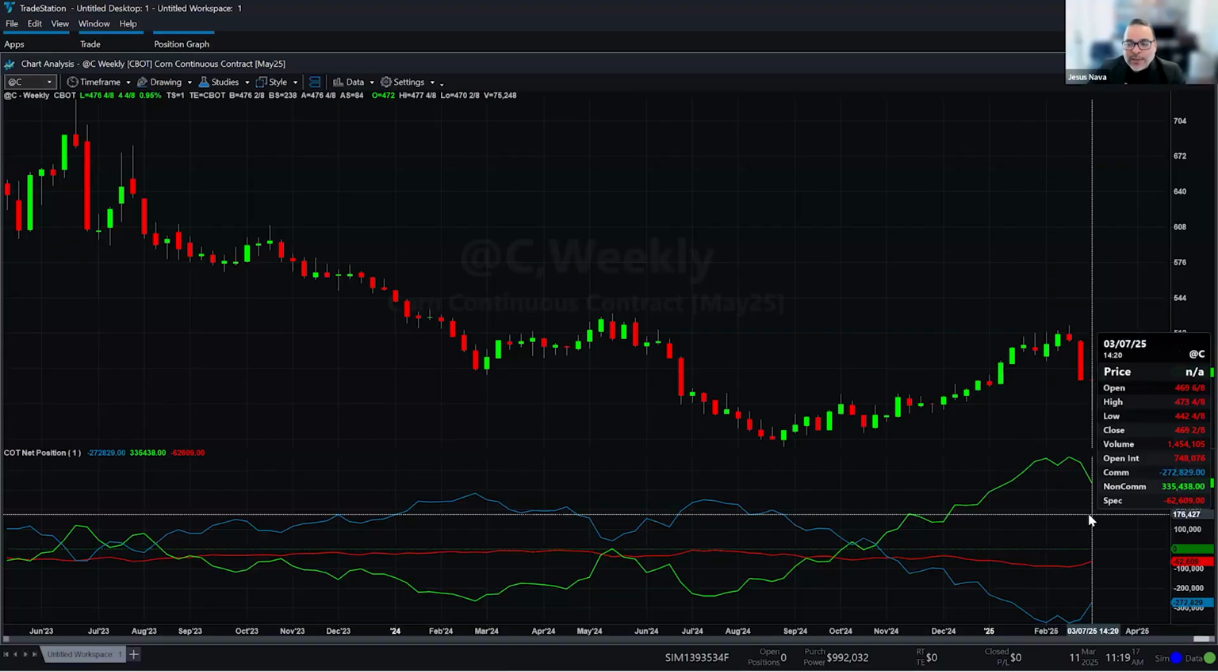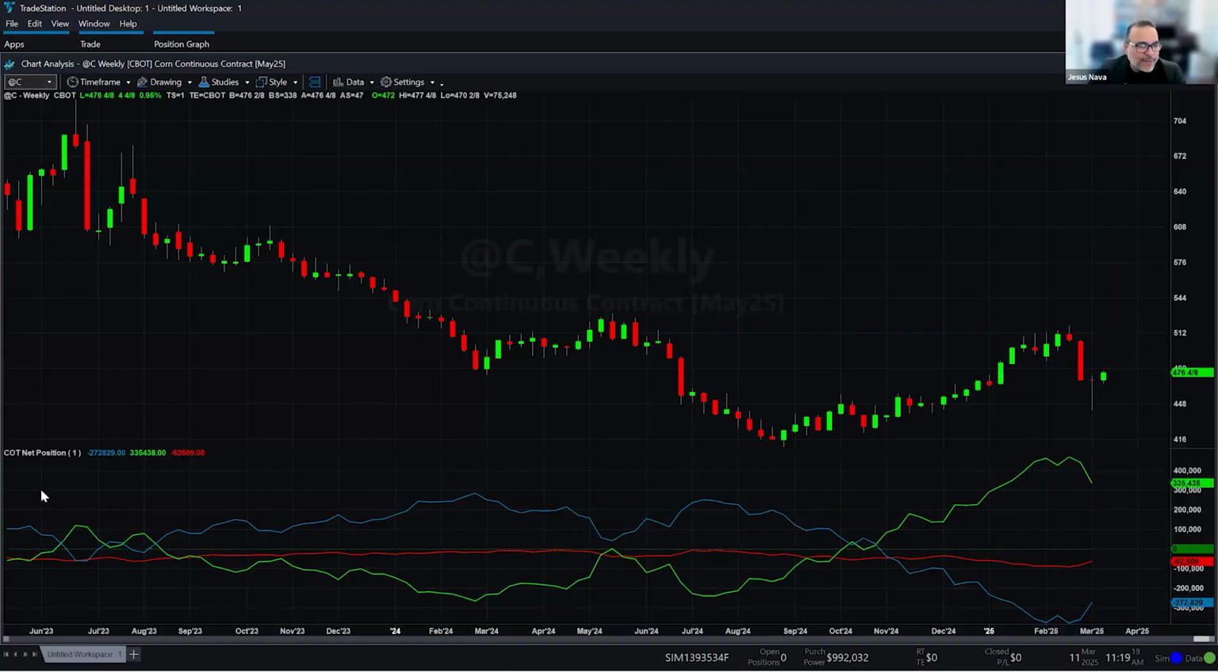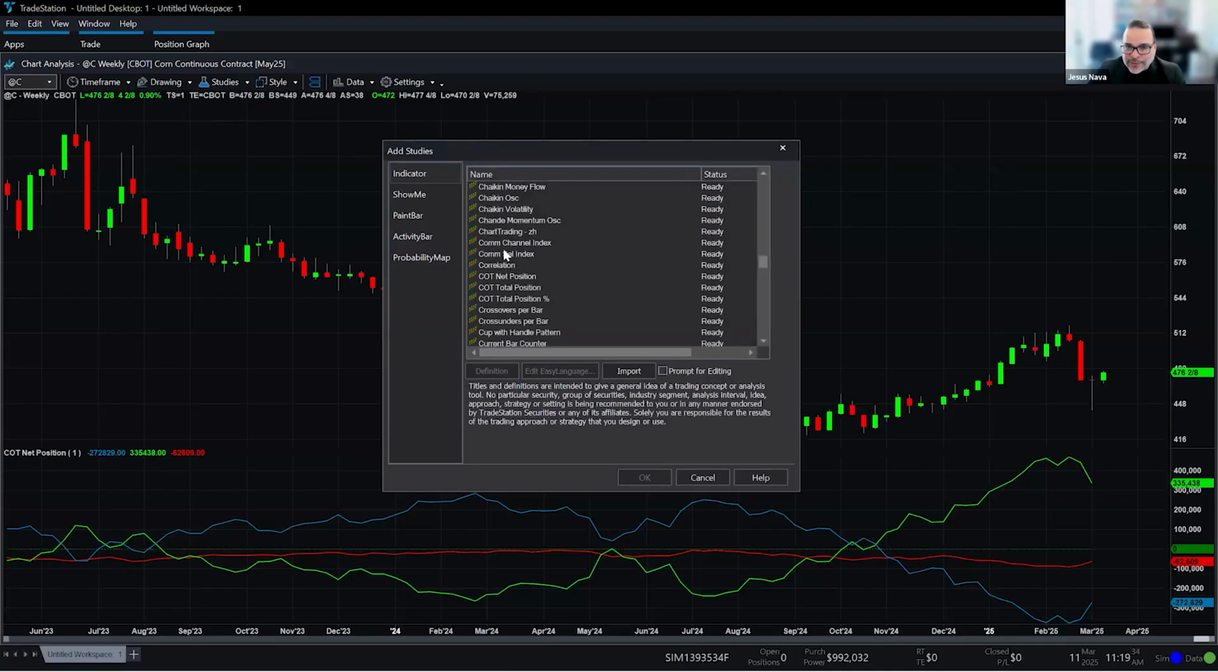And we can see that the name of this indicator is net position. I should have started with total position, but this is net position. Let me explain total first so that it makes sense once we go over to this one. So let me go to add study. I added net position, but the one that I wanted to add first was total position. Let's go to total position.